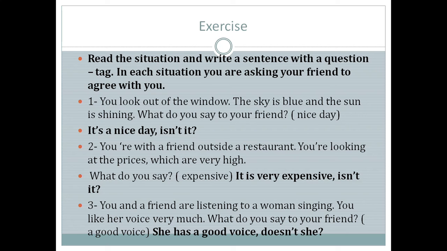Number 2. You are with a friend outside a restaurant. You are looking at the prices, which are very high. What do you say? Expensive. So it's very expensive, isn't it? That's the answer. Number 3. You and a friend are listening to a woman singing. You like her voice very much. What do you say to your friend? A good voice. She has a good voice, doesn't she?